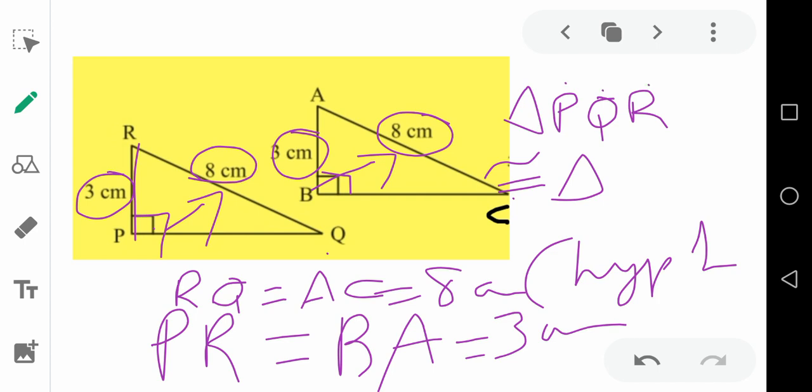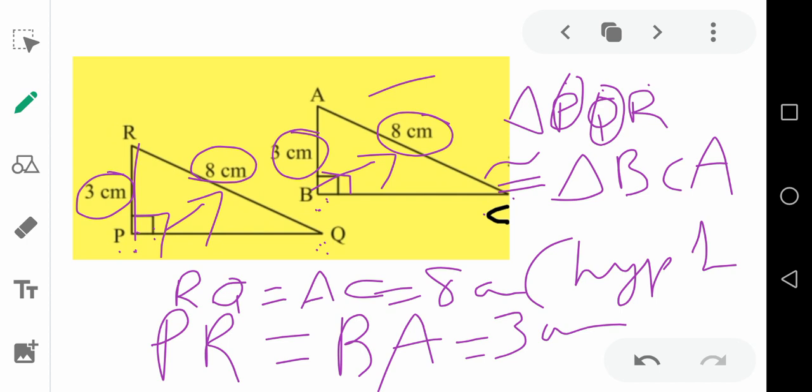PQR. That means P. In the place of P, what will be in this triangle? P is 90 degree, right? So here which is 90 degree, B. So we'll start from B. Now here it is Q. So PQ, so this side, that means BC. So BC. Then what is left? A. So this is how we have to write the congruence.